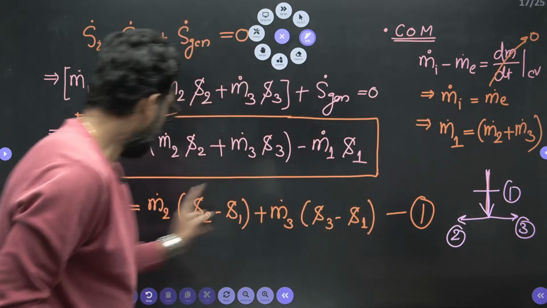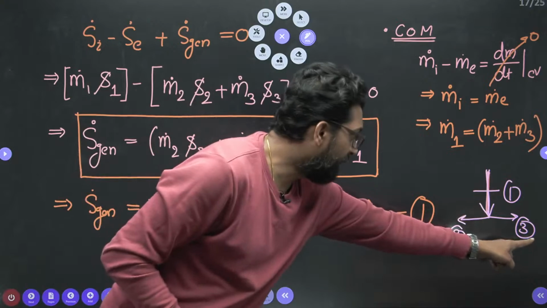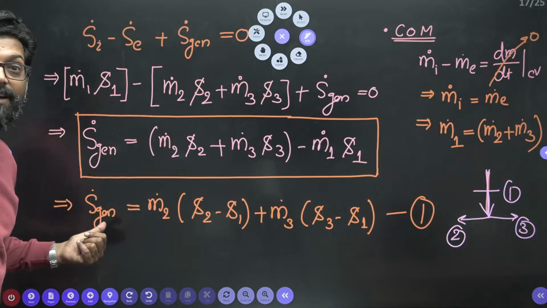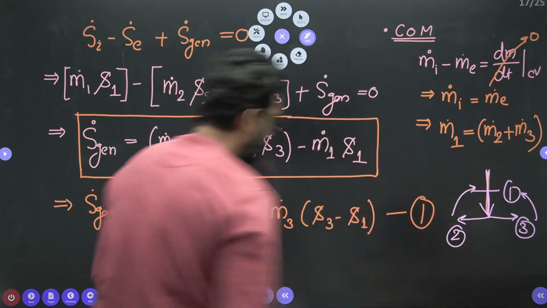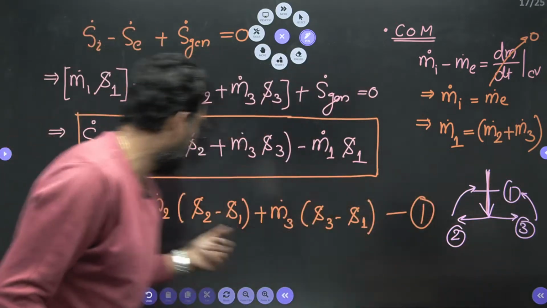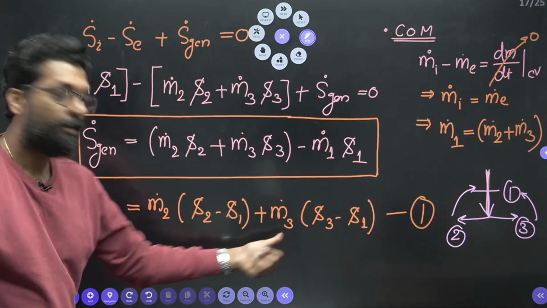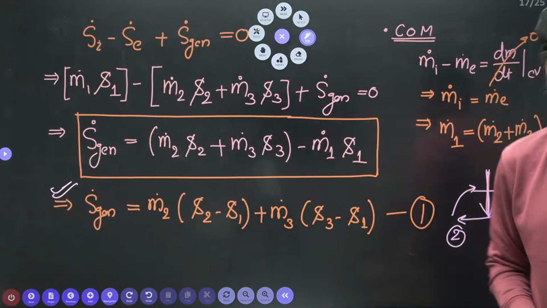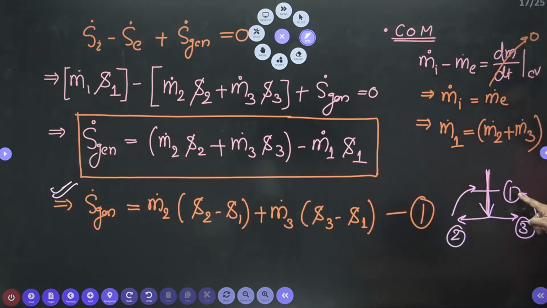So, M2 (S2 minus S1) plus M3 (S3 minus S1). These are the entropy generation. Be careful: 2 minus 1, 3 minus 1. So, 2 minus 1 multiplied with M2 plus 3 minus 1 multiplied with M3. That is your entropy generation.